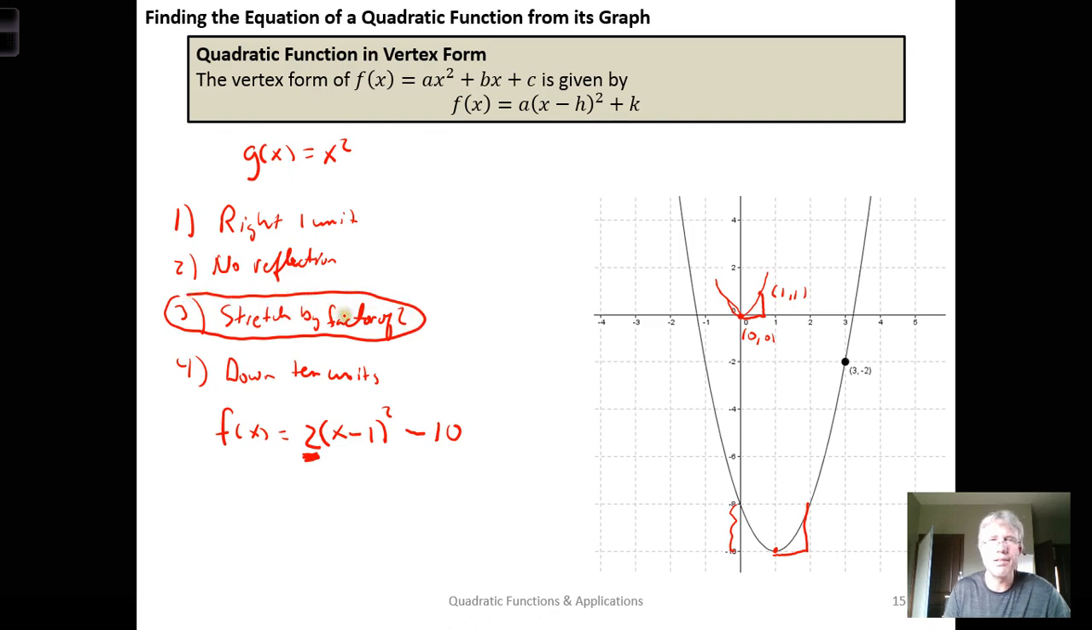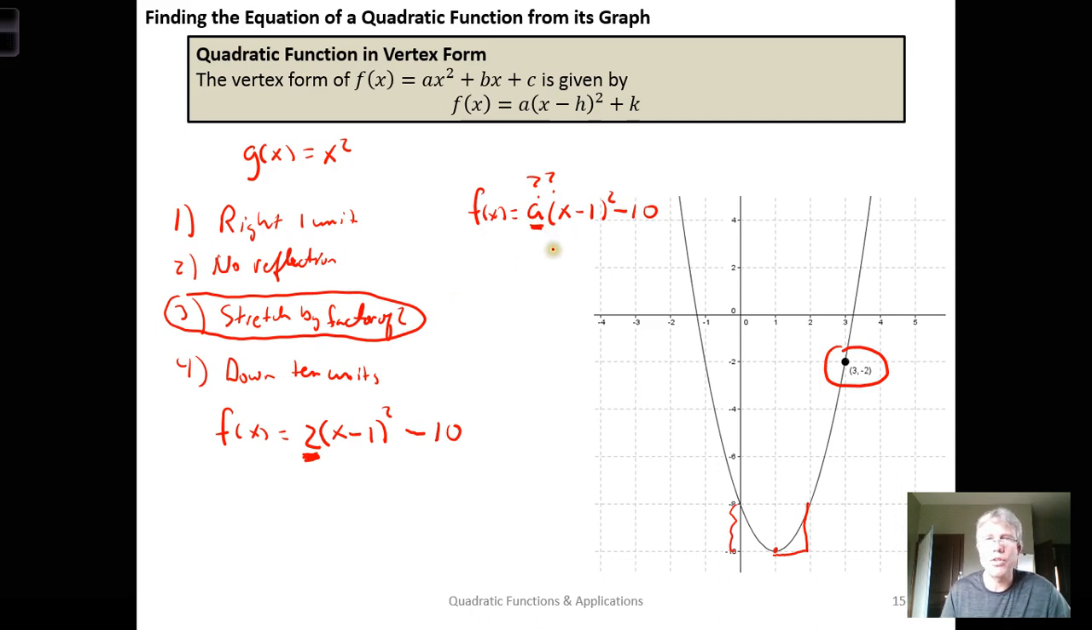Just as a reminder, if we're uncomfortable finding the stretch by looking at the graph, or if the stretch isn't nice, we can always take a point on the graph, a known point, and figure out what the stretch is from there. So what I mean by that is, if I don't know what to put here for the 2, I just take the function f of x equals a times x minus 1 squared minus the 10. We just put an a there.